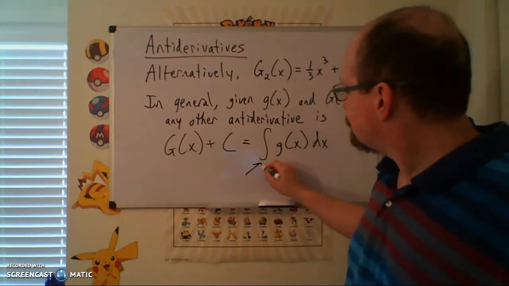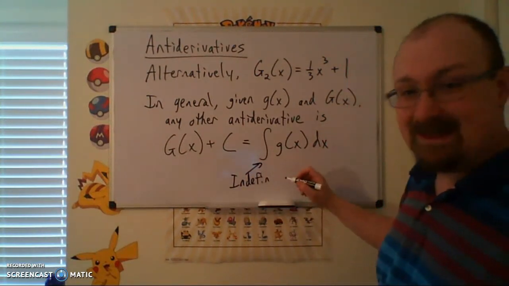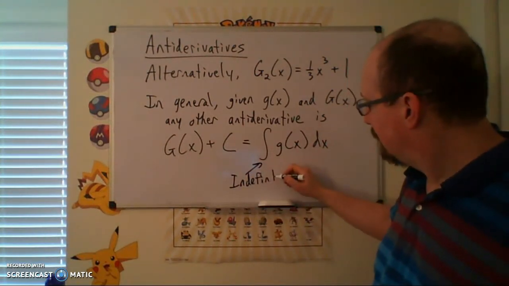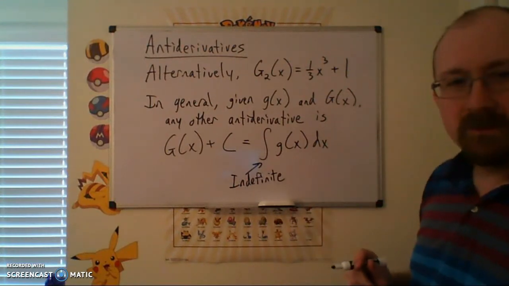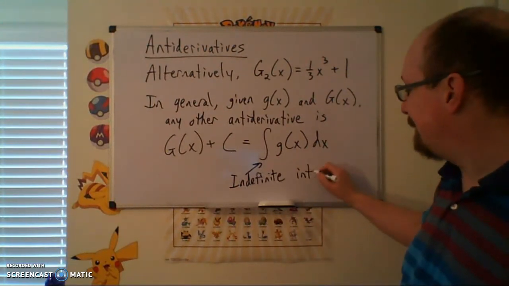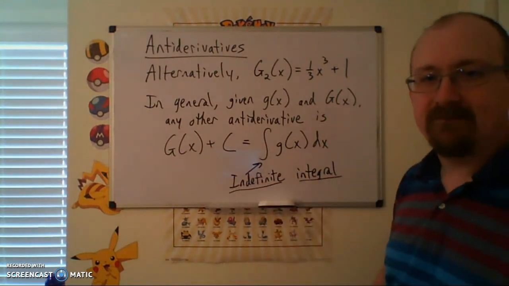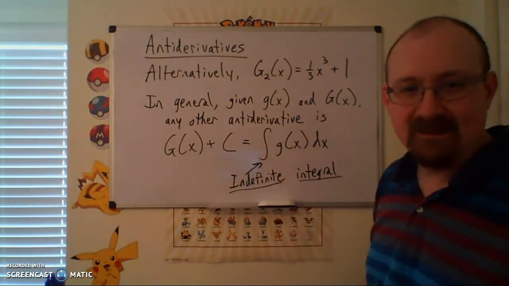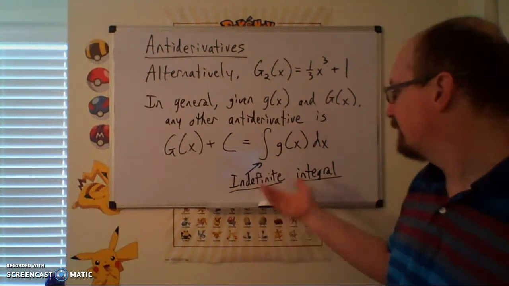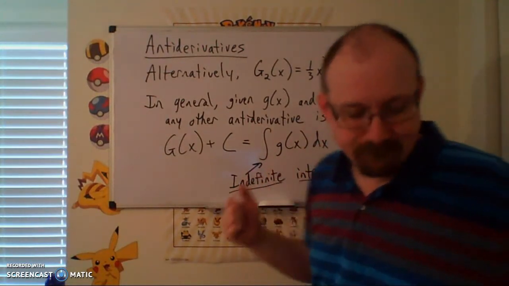So you might call that a general antiderivative for g of x. We'll often also refer to it as an indefinite integral of g of x. So that's, again, part of why the big C ends up becoming a constant of integration, because we're referring to this thing as an indefinite integral of the function that we started with.